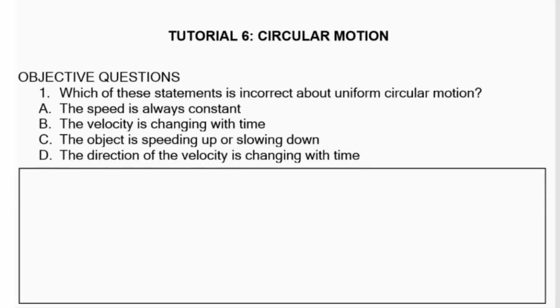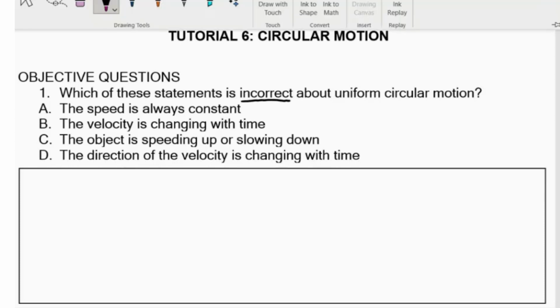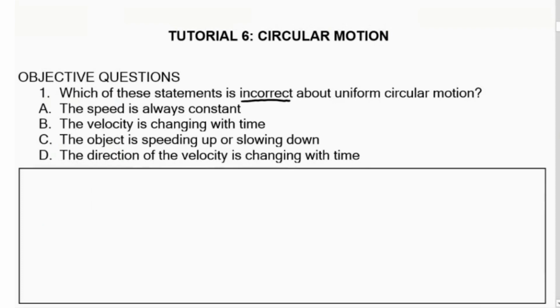So question 1, which of these statements is incorrect about uniform circular motion? Here we have to find the answer that is wrong. The speed is constant, correct. The velocity is changing with time, correct. The object is speeding up or slowing down, wrong. The direction of the velocity is changing with time, correct. So the answer is C.